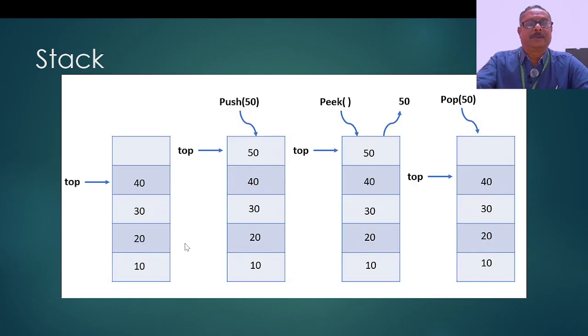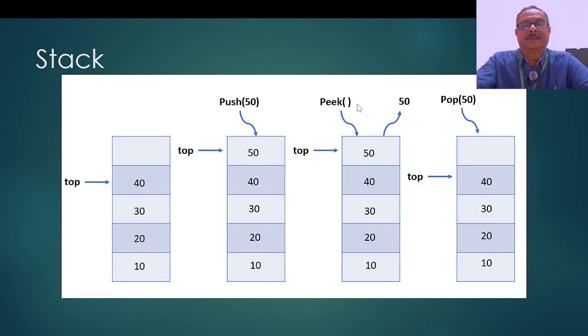As an example, we can see that we begin our stack with four elements: 10, 20, 30, and 40. Four elements are there, and 40 was the last element added into the stack. Therefore, top is showing 40. If we add another new one, we use the function called push. If I say push 50, then 50 goes above 40, and from now onwards this position will be referred to as top, because this is the latest entry in the stack.